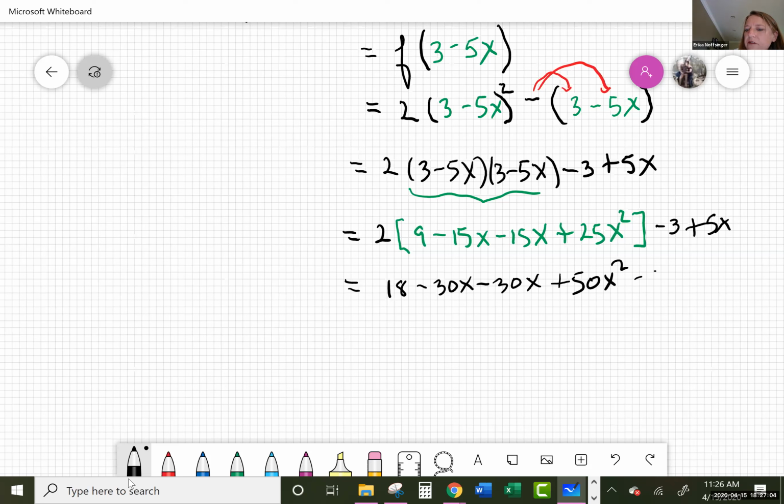Bring down my -3 and my positive 5x. Combine like terms. I only have one with an x squared, so bring that down, I have 50x squared. But combining, I have a -30x minus 30x plus 5x. So that gives me 50x squared and a negative 55x.